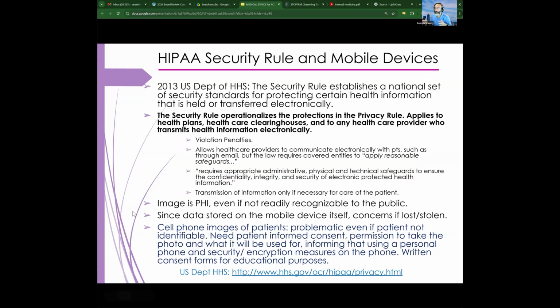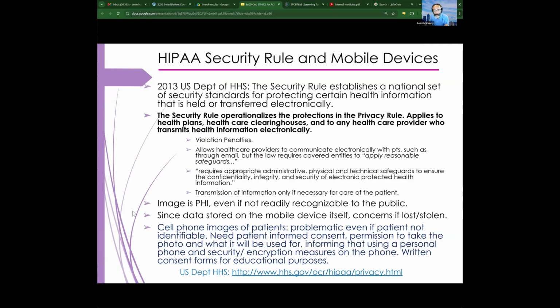So the security rule pertains to the protections of the privacy rule, and it applies to health plans, healthcare clearinghouses, and any healthcare provider who is transmitting health information electronically in any form. And of course, there are penalties if this is violated. One of the key things is that if you're going to be sending information electronically, it requires appropriate administrative, physical, and technical safeguards to ensure the confidentiality, the integrity, and security of that protected health information. And you can only transmit information if it is necessary for the care of the patient.